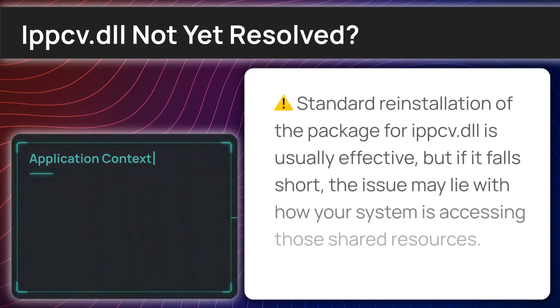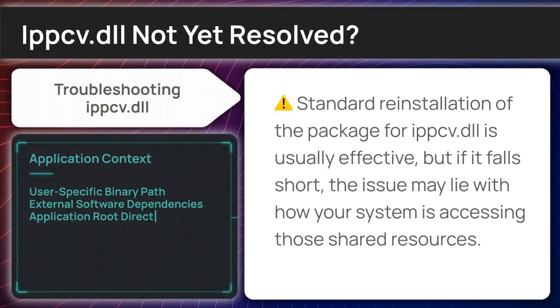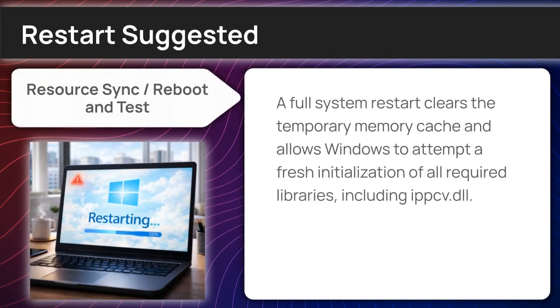If the redistributable repair didn't resolve the pop-up, the next logical step is to analyze the local environment for process conflicts. A standard reboot clears out temporary memory conflicts and gives the Windows loader another chance to properly register the Ippcv component during startup.